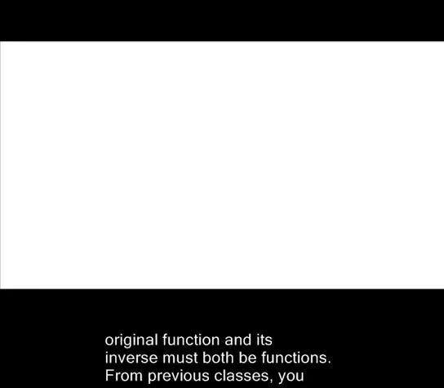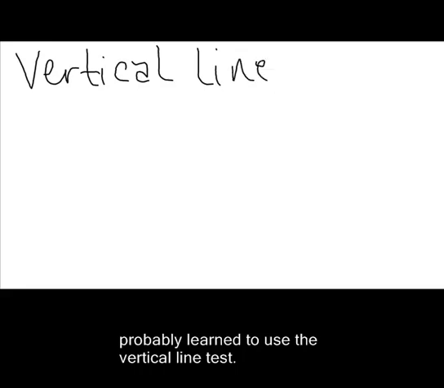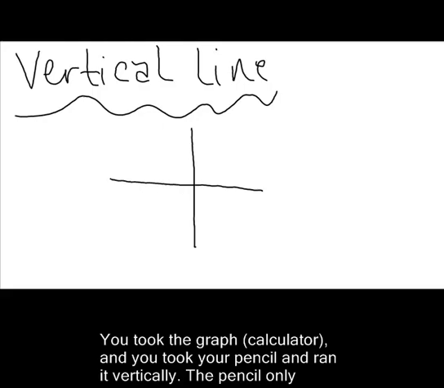One-to-one functions. For a function to be one-to-one, the original function and its inverse must both be functions. Now, from previous classes, you probably learned to use what's called the vertical line test to tell if something was a function. And what you did is you took the graph, so you might have to put it in your calculator to look at it, and you take your pencil and you run it vertically across the graph.